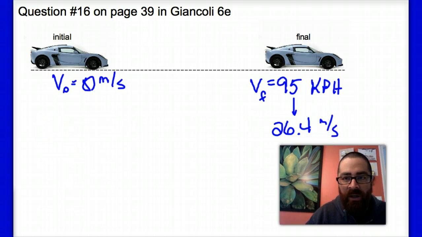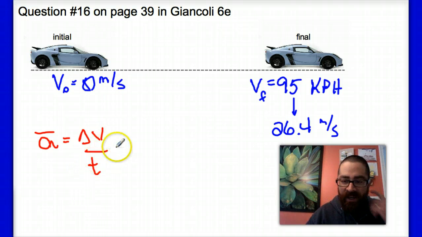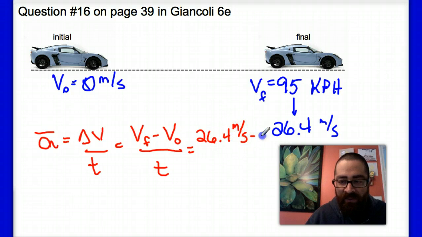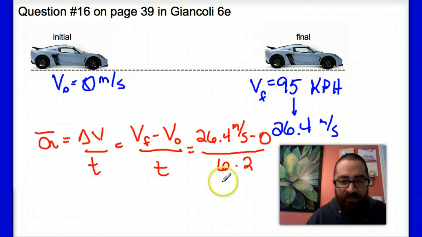By definition, average acceleration, or a bar, is going to be equal to my change in velocity over the time interval. In this case, I have both v final and v initial, so I can say that v final minus v initial over the time interval is going to be equal to my average acceleration. Of course, the final is this 26.4 meters per second, and I'm going to subtract from it 0 since I started from rest, and the time interval is given to me as 6.2 seconds.